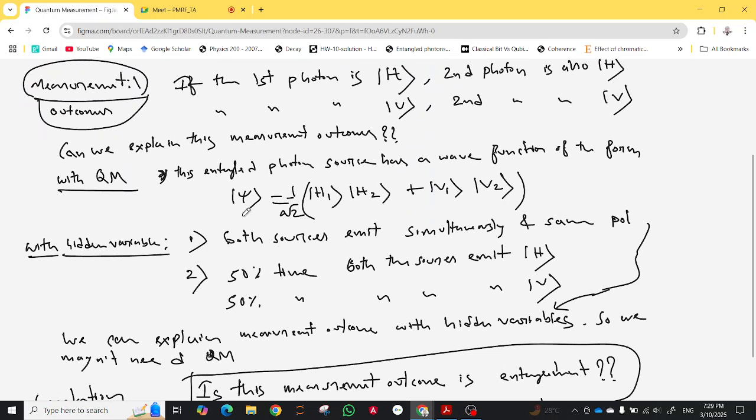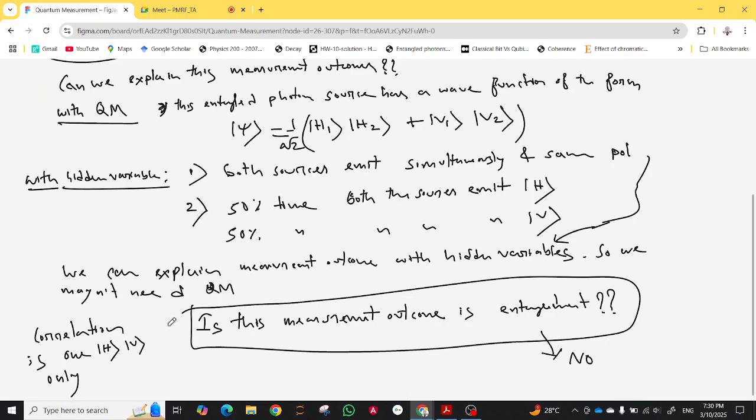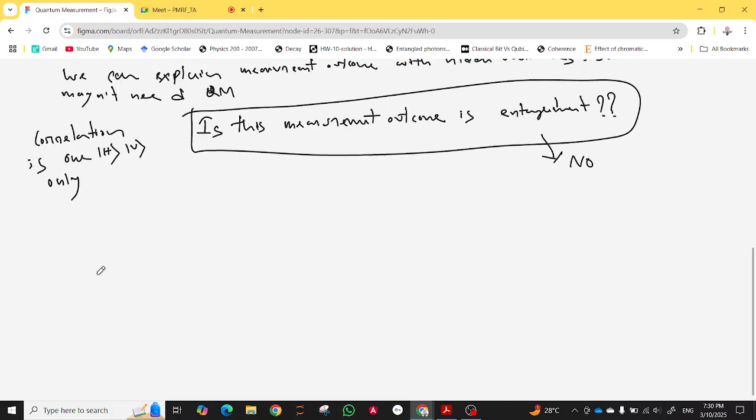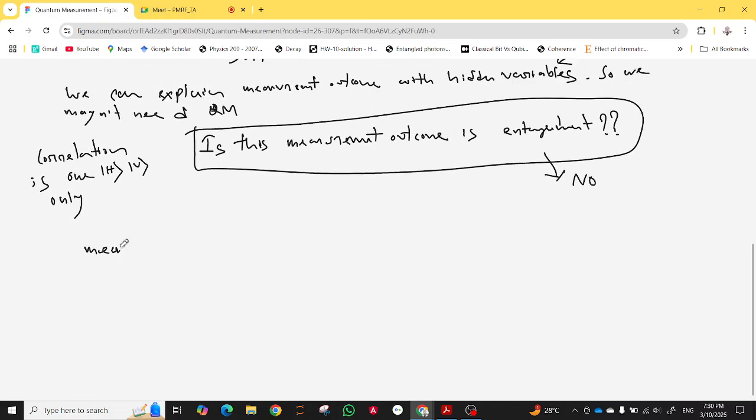But of course, you can explain this outcome with hidden variables. There is nothing wrong. You can explain this with quantum mechanics also, with hidden variables also. Okay, let's do another measurement. Now measurement 2. Measurement 2 outcomes.